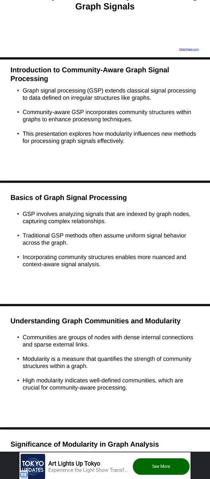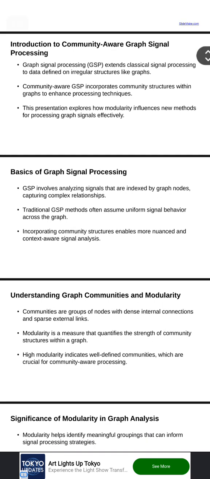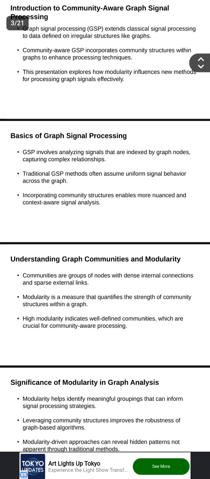Basics of graph signal processing. Graph signal processing, GSP, involves analyzing signals that are indexed by graph nodes, capturing complex relationships. Traditional GSP methods often assume uniform signal behavior across the graph. Incorporating community structures enables more nuanced and context aware signal analysis.